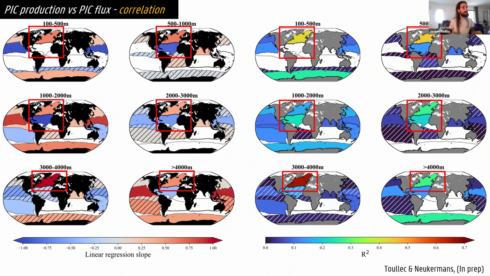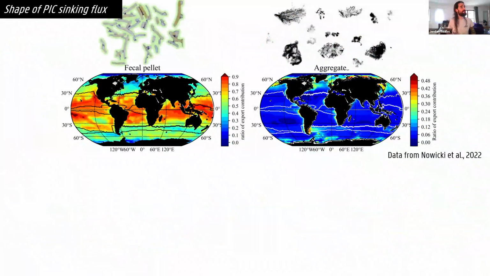In terms of process, I have a few hypotheses for why we observe this pattern. The first could be the shape and the driver of the export. These two maps are based on data from Nowicki et al. 2022. It's the relative contribution of fecal pellets to the export and the relative contribution of aggregates to the export. For fecal pellets, we observe a higher contribution to flux in the subtropics compared to the polar regions and higher latitudes.